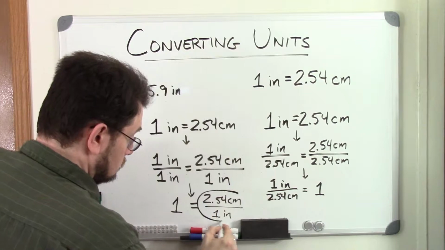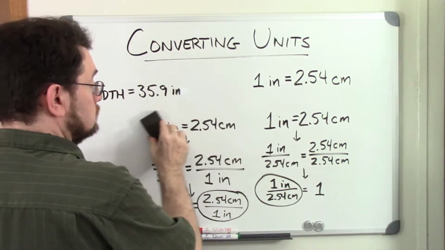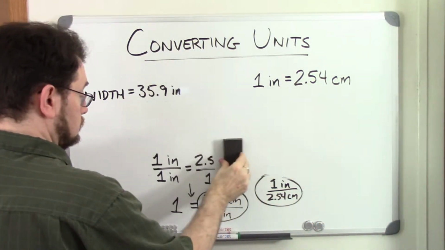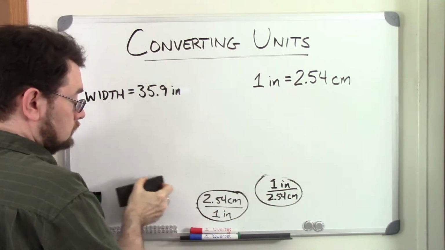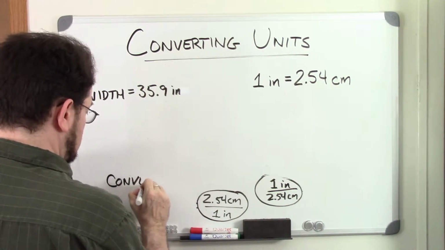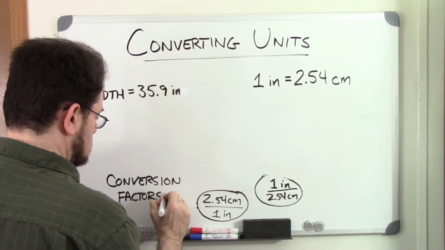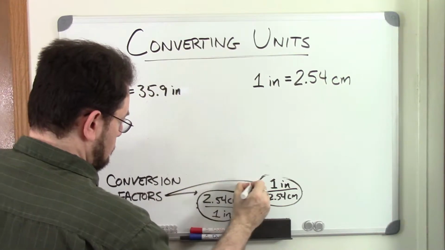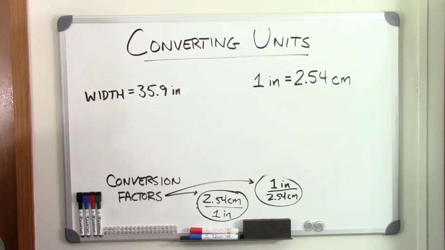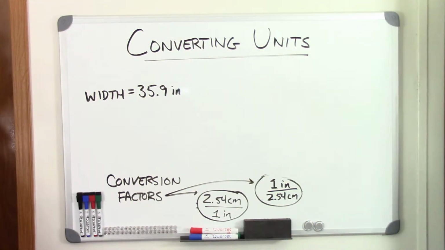So we've come up with two fractions, 2.54 centimeters over 1 inch and 1 inch over 2.54 centimeters, that are each equal to 1. You can tell they're equal to 1 because they're each a non-zero number divided by the same number, just in different units. These fractions are called conversion factors, because if you multiply a measurement by one of them, it can convert the measurement from inches to centimeters or vice versa. We just have to use the one that will cancel the units we've got and leave the other one.